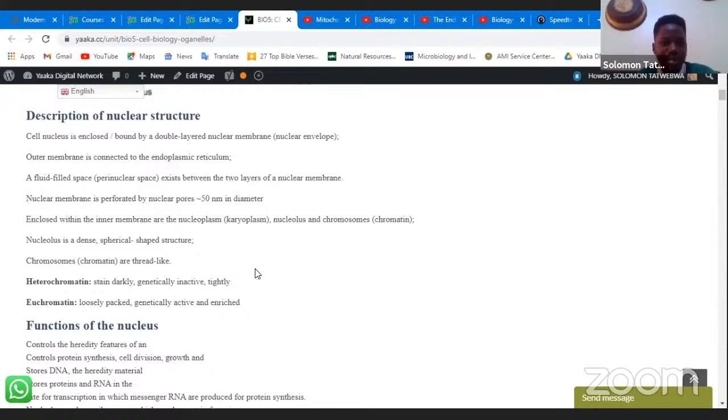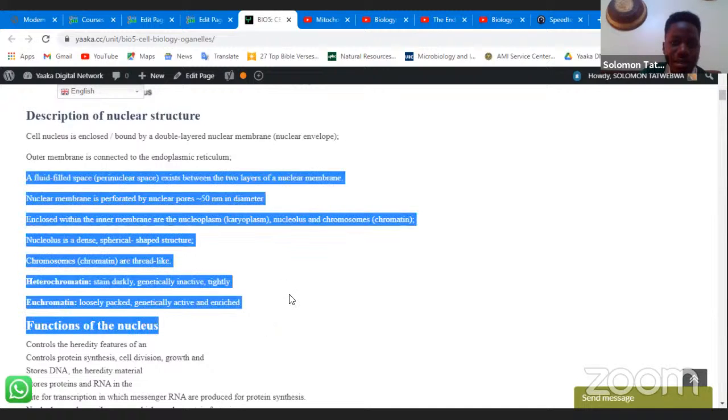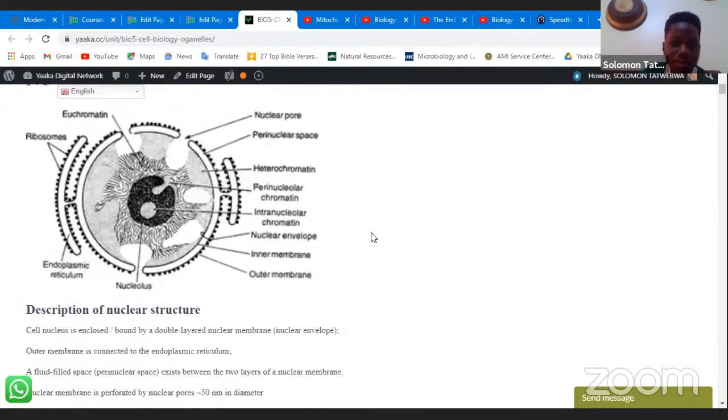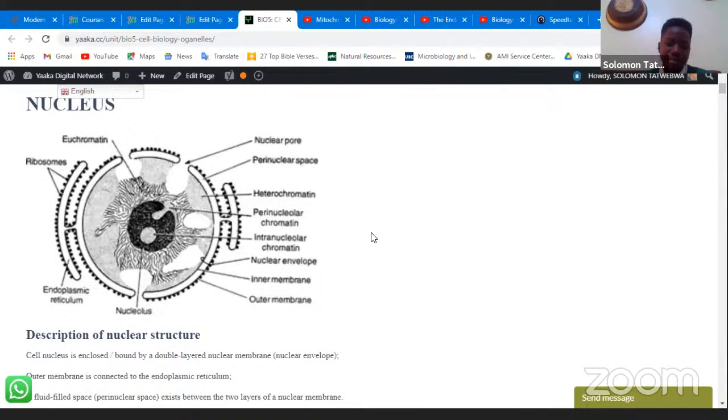So that's the difference. Any questions about the description of the nuclear structure? Is there something you've not understood? We can even go back to the structure if there is something you have not understood here. Any questions?